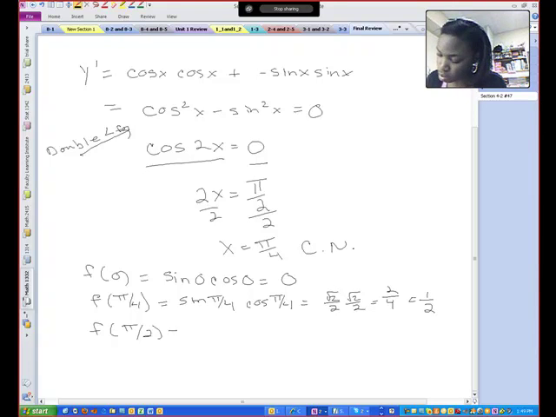And then at pi over 2, that's going to be the sine of pi over 2 times the cosine of pi over 2. But the cosine of pi over 2 is 0, so the sine of pi over 2 is 1, but that's just going to be 1 times 0, so that's 0. So you're going to have a min at 0, 0, and at pi over 2, 0. And then you have a max at pi over 4, 1/2.